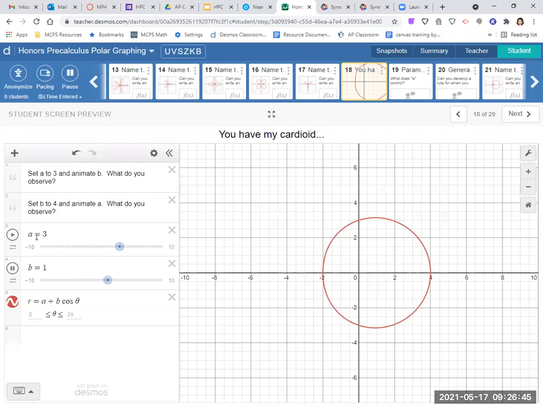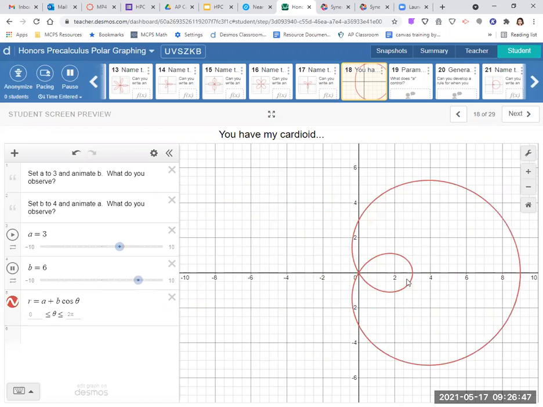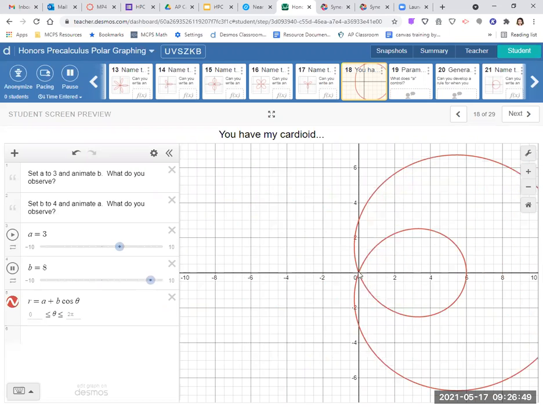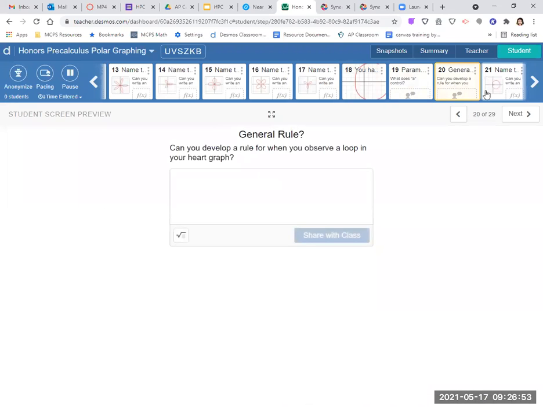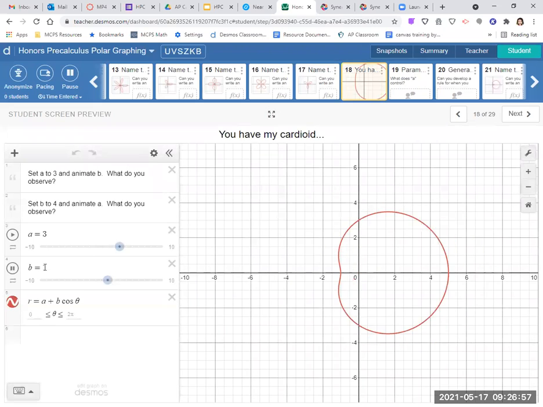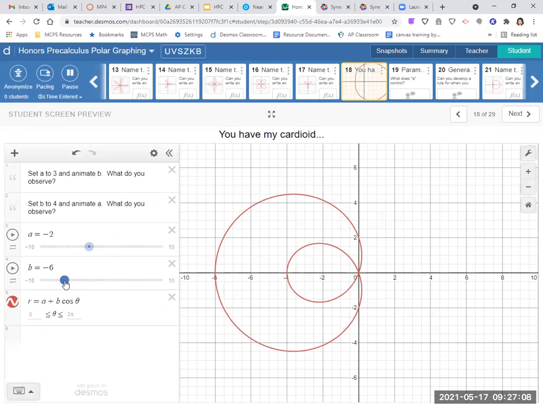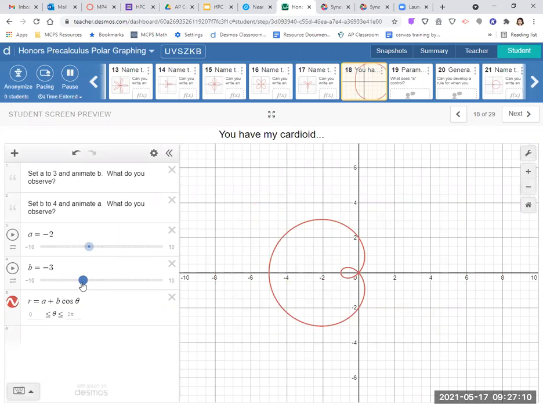So it looks like A is controlling diameter and B is controlling how it's oriented to the pole, okay? How about when you have a loop? Do we notice that the loops only happen when the absolute value of B is bigger than A? So if you have a negative A and a B that is more negative, we have a loop. If they're the same, we have this special heart, this cardioid, right?